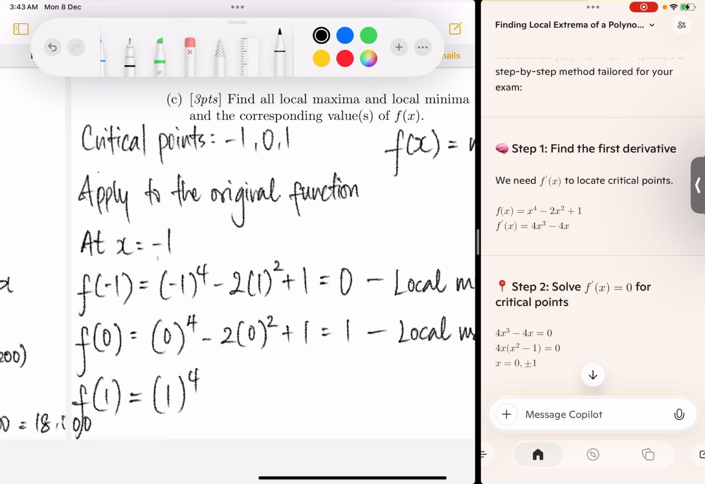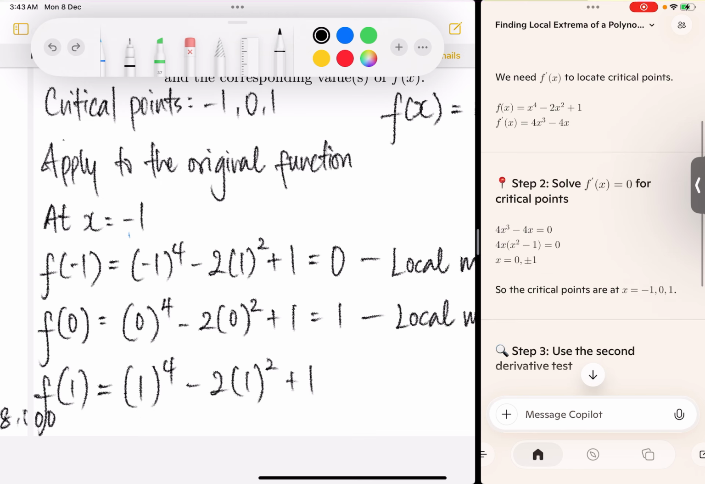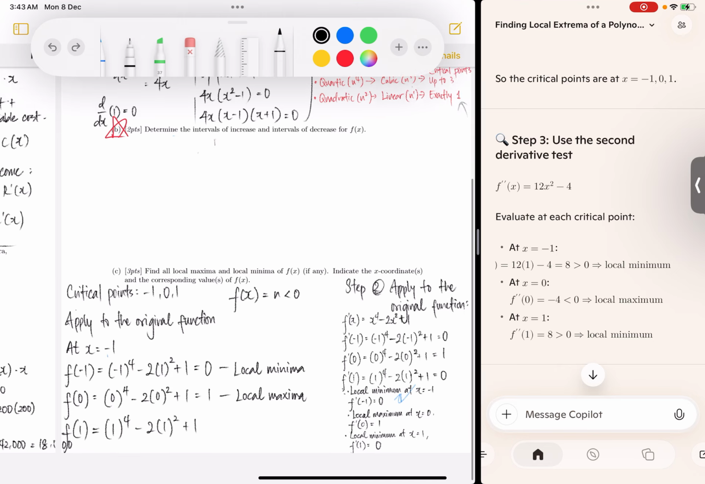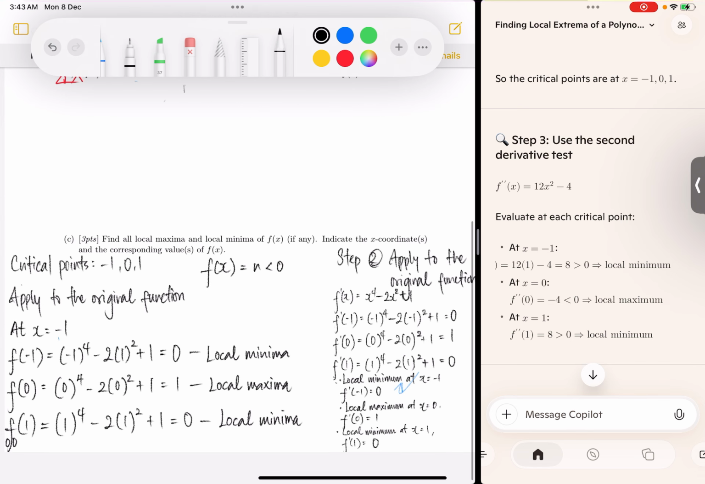And then for the last one, f(1) equals 1 to the power of 4 minus 2 times 1 squared plus 1. Okay, so this becomes 1 because 1 to the power of anything just becomes 1, minus 2 times 1 becomes 2, plus 1 becomes 0. So again, it is a local minima. That's literally how we find it. I don't know what logic I was doing earlier, but that's how we find it.